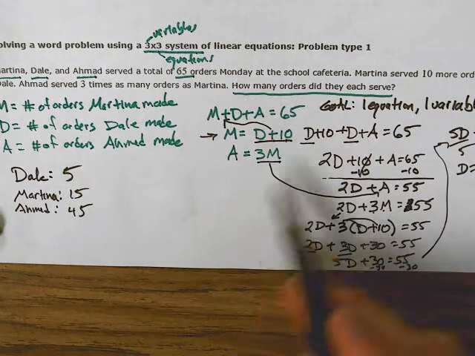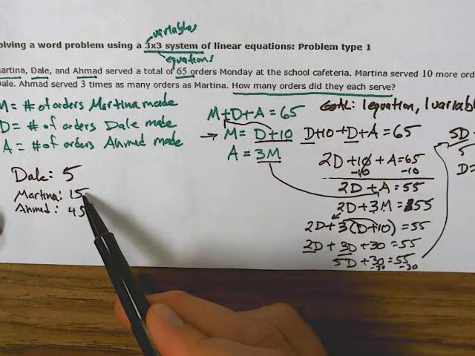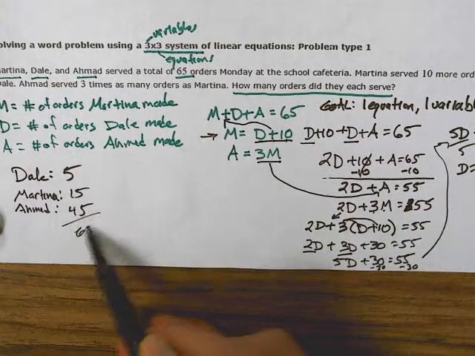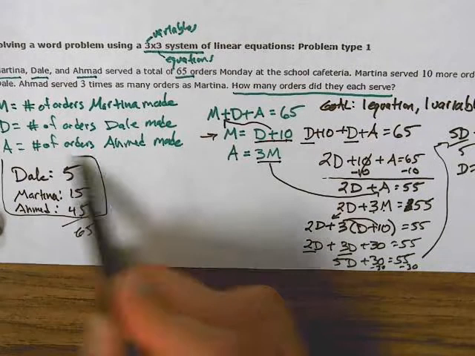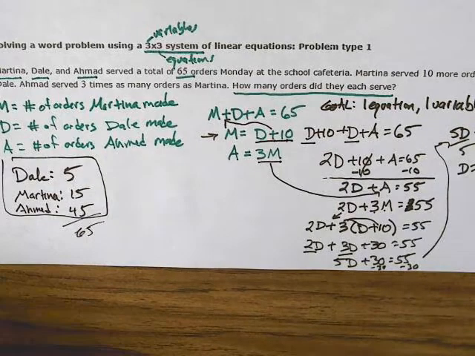And we could even double check that if we add them all together, we get 65. 5 plus 15 is 20, and 20 plus 45, that is a grand total of 65. So I'm feeling pretty confident that we knocked this one out. Hopefully this helps you, and thank you for watching.